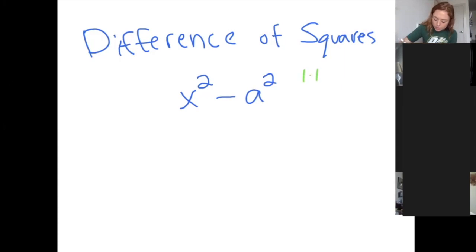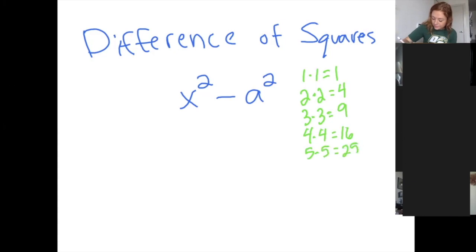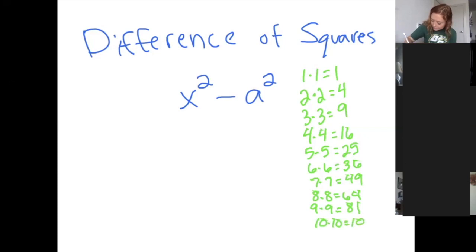So 1 times 1 is what? 1. 2 times 2 is 4. 3 times 3 is 9. 4 times 4 is 16. 5 times 5 is 25. 6 times 6 is 36. 7 times 7 is 49. 8 times 8 is 64. 9 times 9 is 81. 10 times 10 is 100. And then we'll just put it up here.